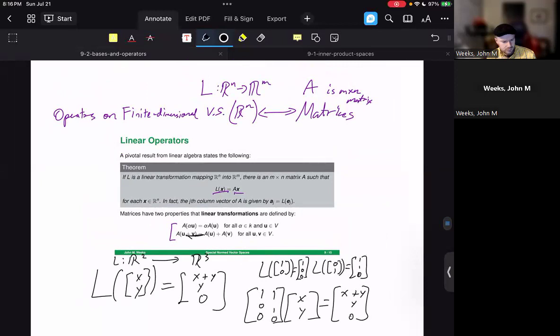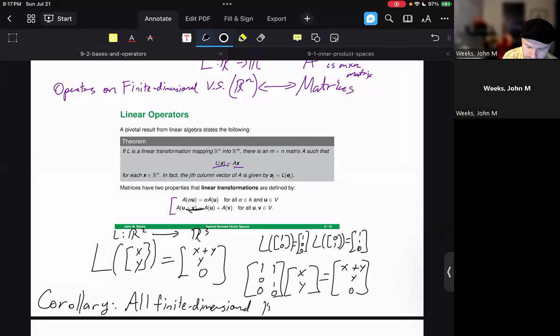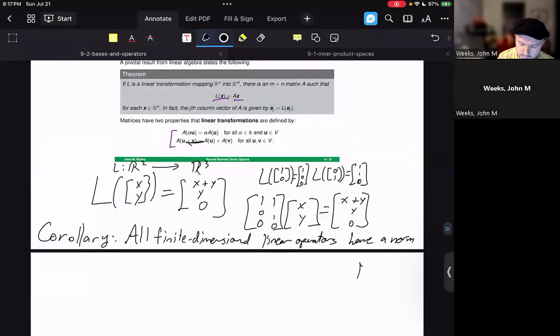There's a corollary from this theorem together with the theorem that we talked about in our optional segment just a little bit ago. If you want to see the proof of this, go back and check out the optional segment. But a corollary of this is that all finite dimensional linear operators have a norm. In fact, they all live inside of some sort of normed space.